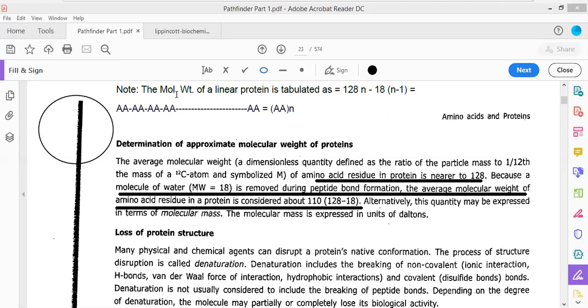Just a minute, I have to select another tool. Now, amino acids are present everywhere: amino acid, amino acid, amino acid. These red crosses indicate amino acids, and these amino acids are present in a particular circle. Then what is going to happen? How many bonds will be produced? If there are n number of amino acids, then n number of bonds will be produced.